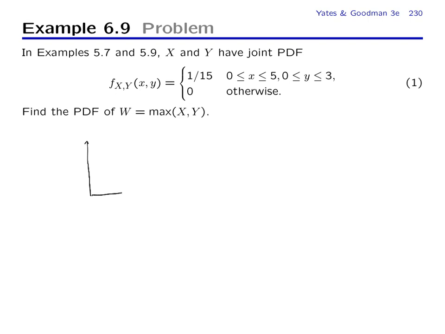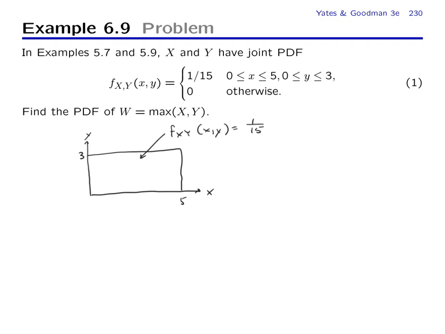Let's say you have a situation like this. Here's x, here's y, and there's a box with width 5, height 3, and in this box, the joint PDF of x and y is 1/15. So the integral of this PDF integrates to 1 over the box.